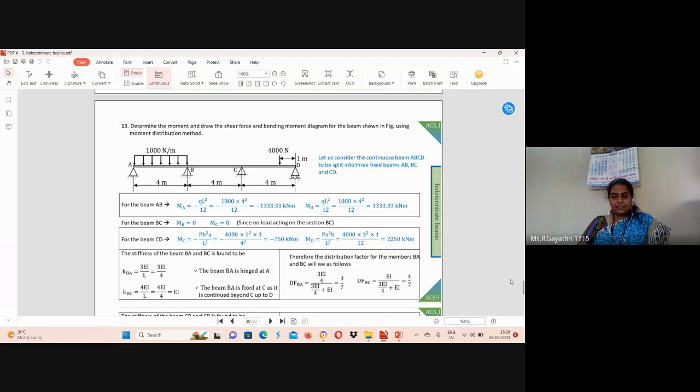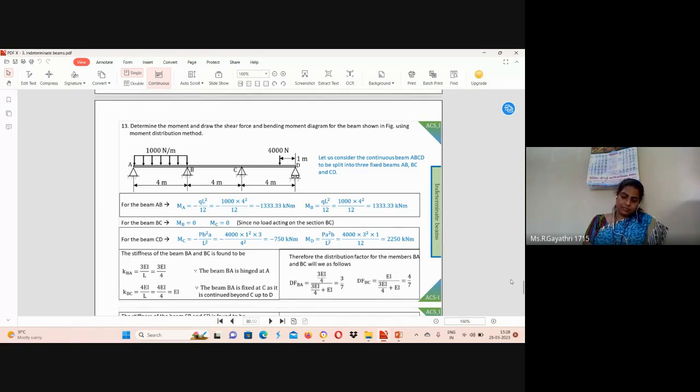XD bar formula. Here 4000 is not acting at the midpoint of span CD. It is at a distance of 1 meter from D. What about the XD bar value? Tell me the equation. Shiva Bharati, XD bar answer.